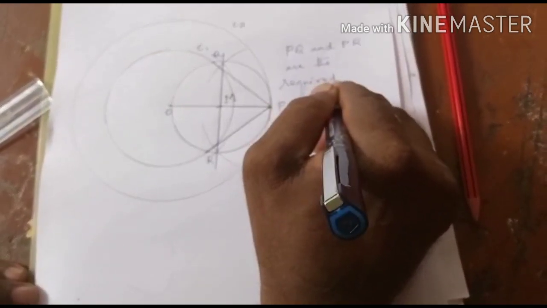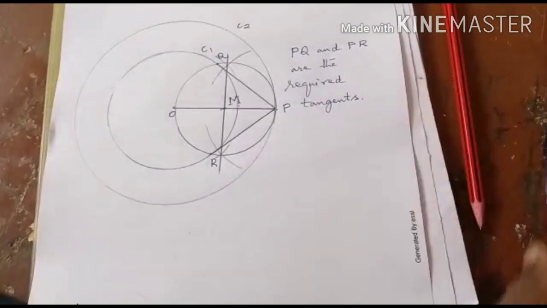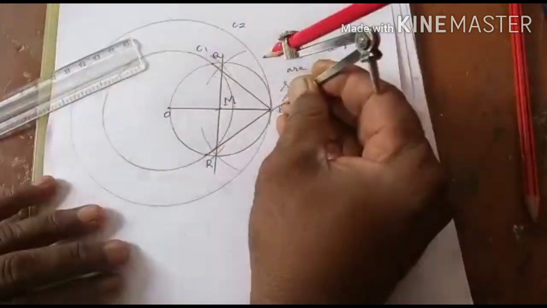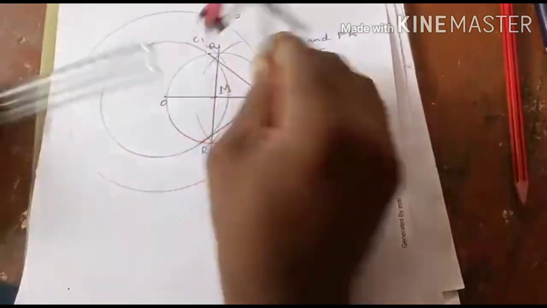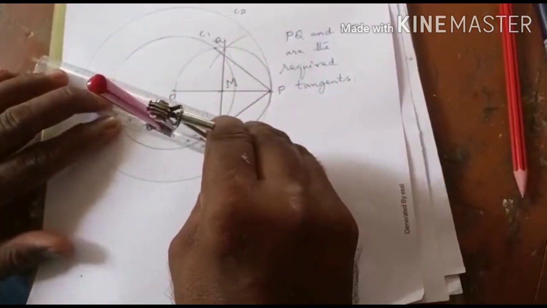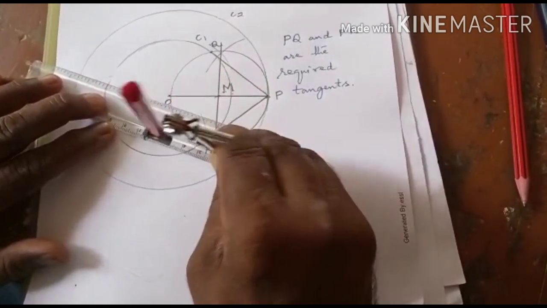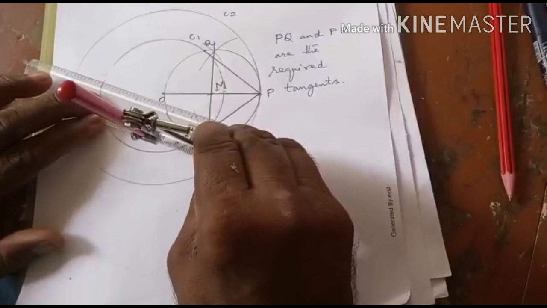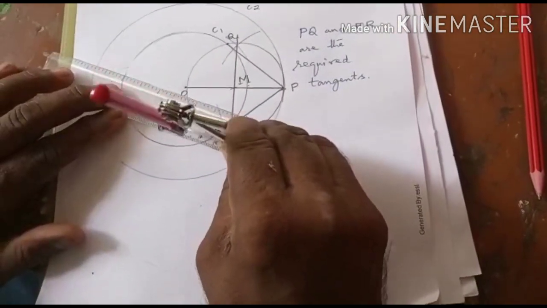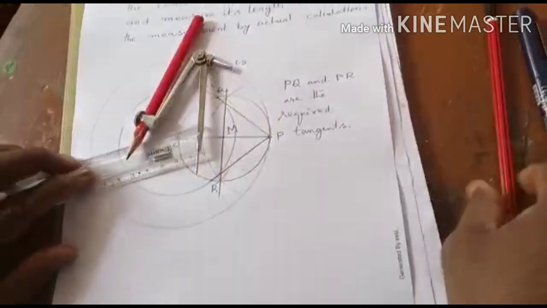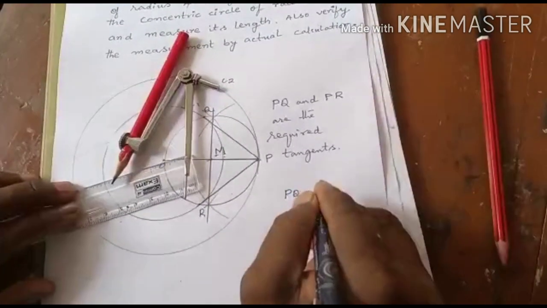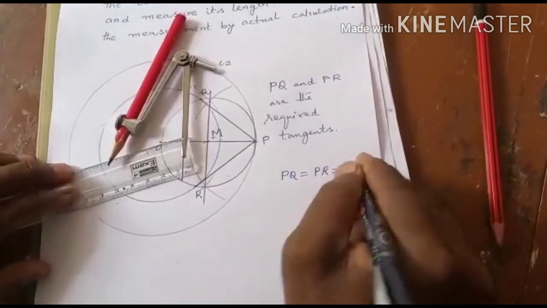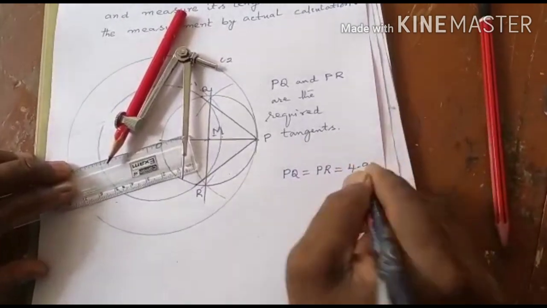Now measure the distance of the tangent PQ, which seems to be 4.9. PQ is equal to PR, which is 4.9 by measurement.